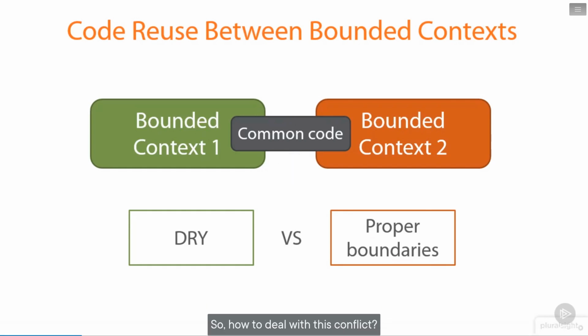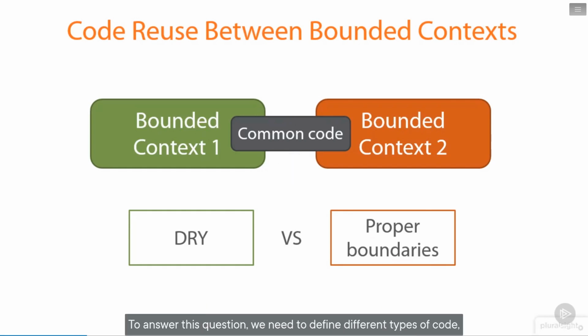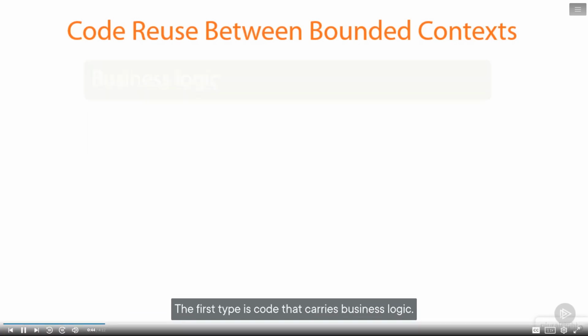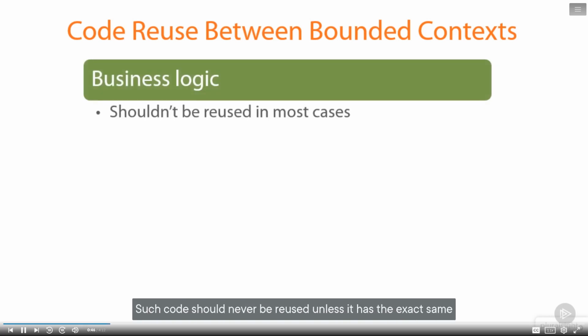So how to deal with this conflict? To answer this question, we need to define different types of code which can be a potential subject for reuse. The first type is code that carries business logic. Such code should never be reused unless it has the exact same meaning for all bounded contexts involved.